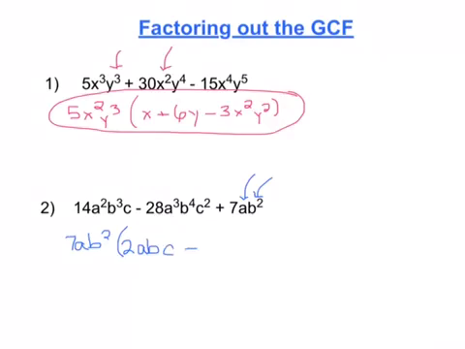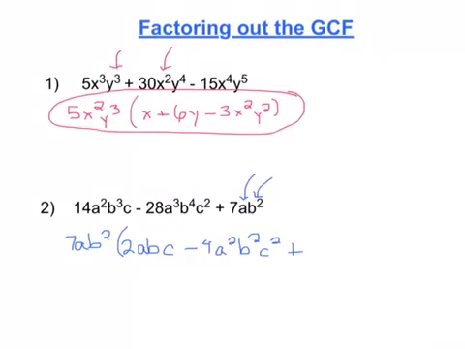28 divided by 7 is 4. a to the third divided by a would be a squared. b to the fourth divided by b squared would be b squared. And we didn't pull out our c squared. We didn't pull that out, so we need to include it here. All right, now let's bring down the plus sign.